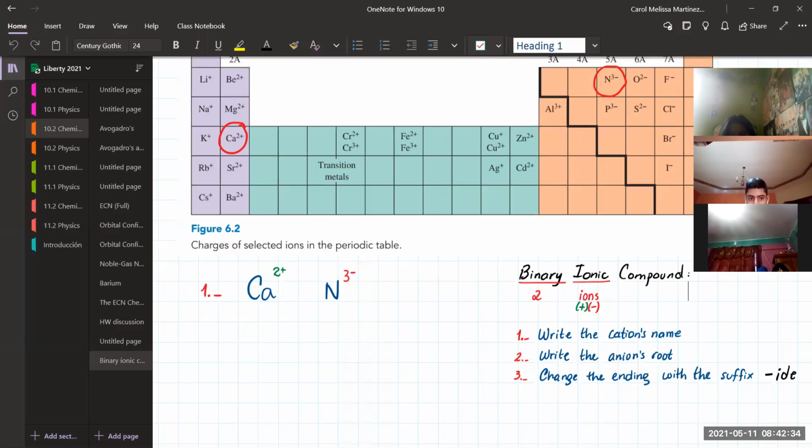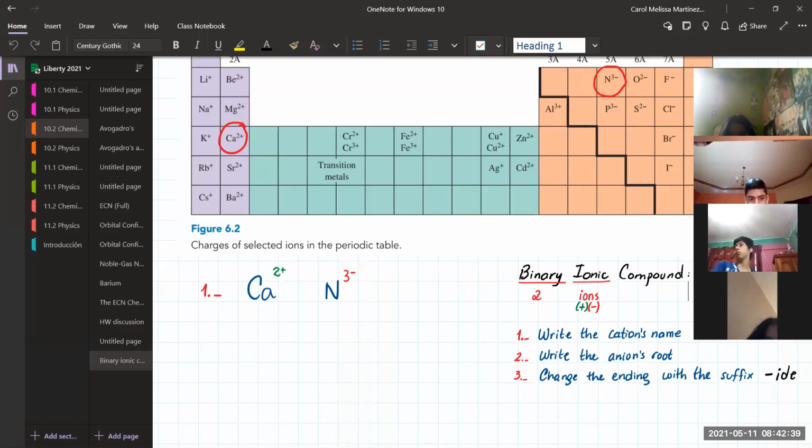Which one is the cation? Which one's the cation? Calcium, the positive one. Therefore, the other one is the anion. Okay, just remember, first the cation, then the anion.